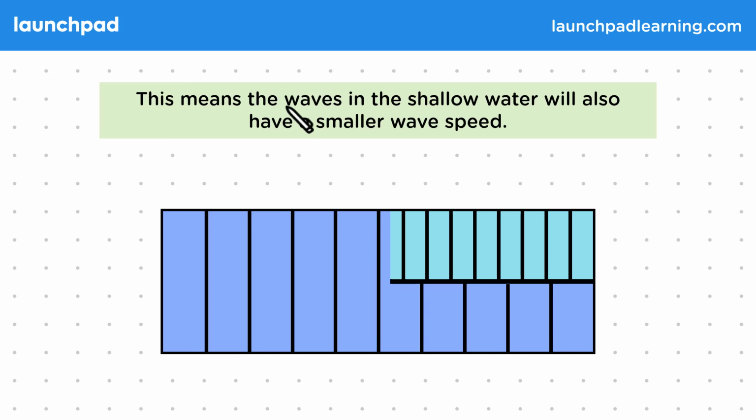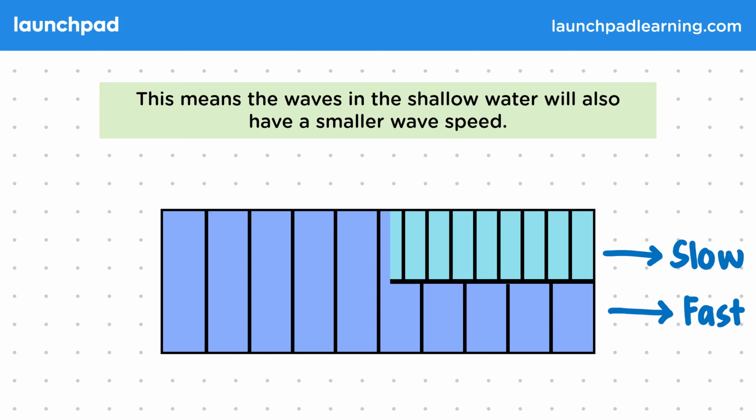Well, this means that the waves in the shallow water will also have a smaller wave speed. Remember that wave speed is the speed at which the waves travel. In this case, the speed the shadows move. We can calculate wave speed by multiplying the wavelength of a wave by its frequency. In this case, we've just shown that the waves in the shallow water have a shorter wavelength but the same frequency. This means that the shallow water waves must be travelling slower than the waves in the deep water. The transmission across the boundary has caused the wavelength and the speed to change, but not the frequency.